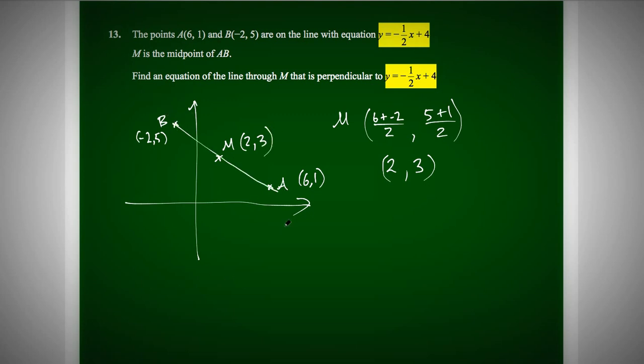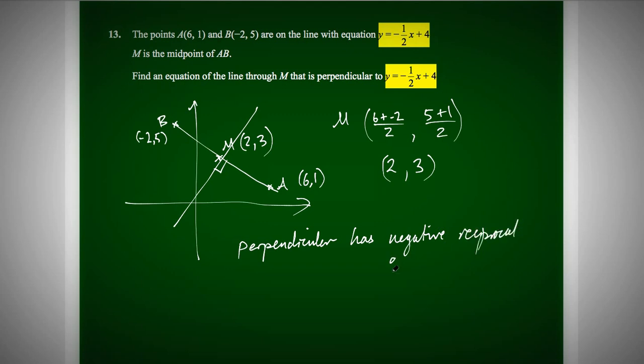We've got this line here going along, and I want to find the line that is perpendicular to that that passes through M. So perpendicular has a negative reciprocal gradient. That means that this original line that has a gradient of minus a half, the perpendicular to that is a gradient of 2. So negative times by minus 1, and flip the fraction.